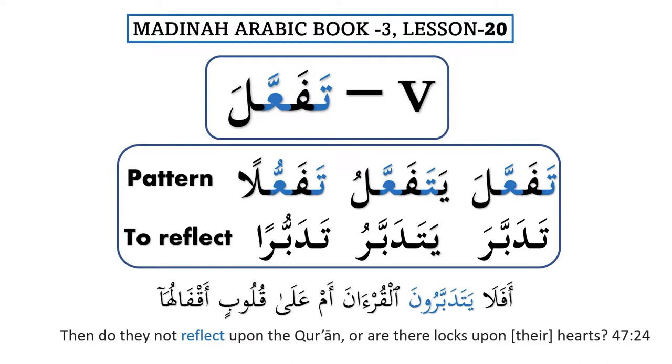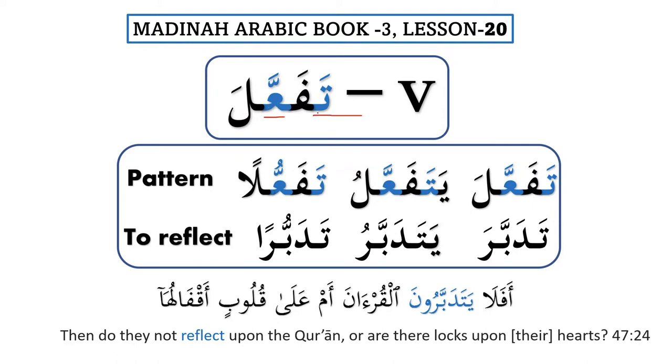In this lesson, we are going to learn about form number 5, which is called tafa'ala. As we can see, this form has extra letters. We have ta, which is extra, and then we have again ainul kalima, which has tashdid, which is also extra. So we have 5 letters. We have ta, fa, ain twice, and then lam, tafa'ala.